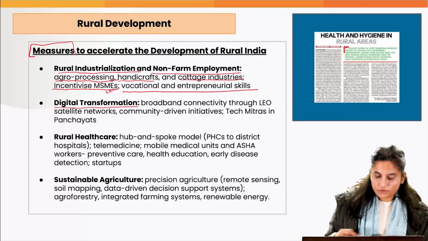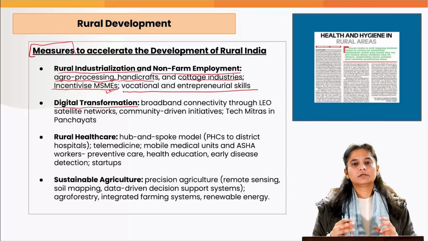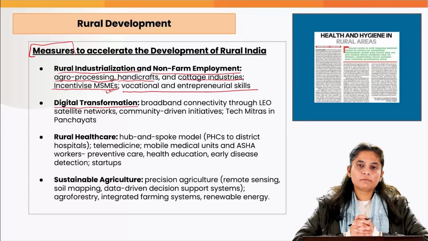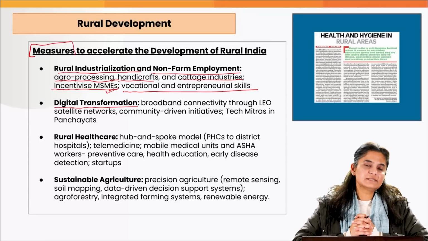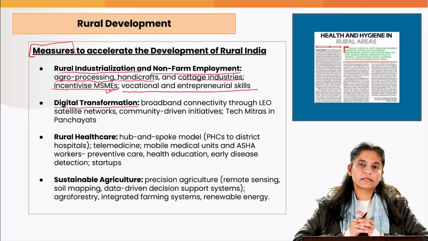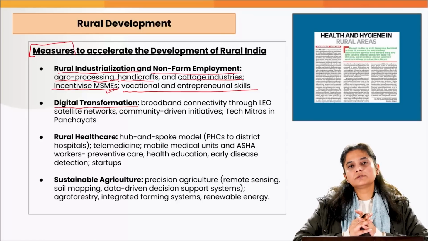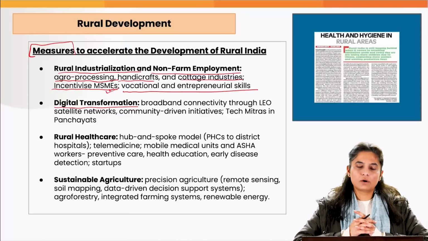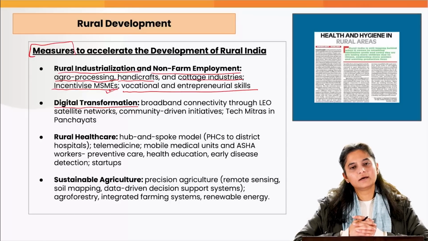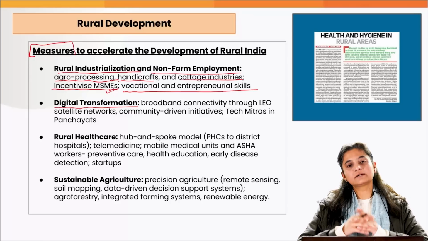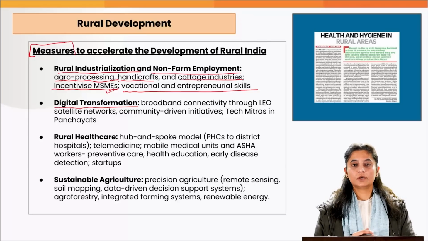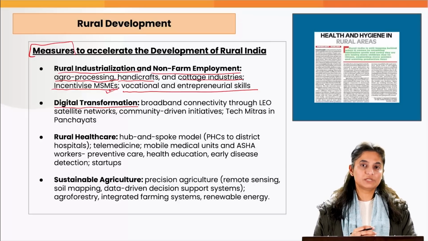Then the second point is on digital transformation. Digital connectivity: we have been trying to act on it, probably through the BharatNet initiative, but our villages are in the suffering zone. So we have to ensure that this connectivity reaches these rural areas also. Sometimes there are efforts and initiatives available on the ground, but due to lack of information and unawareness, people living in rural areas are not able to utilize these schemes. So the right information needs to reach them.